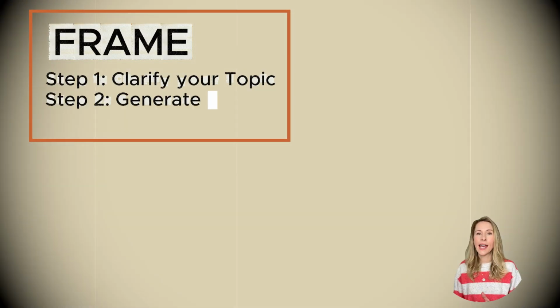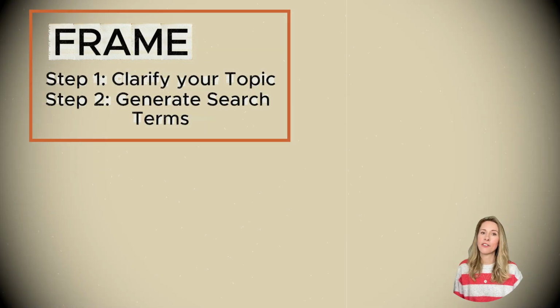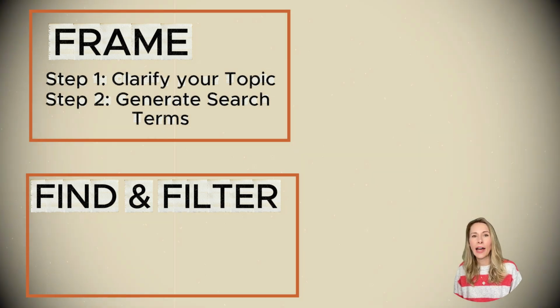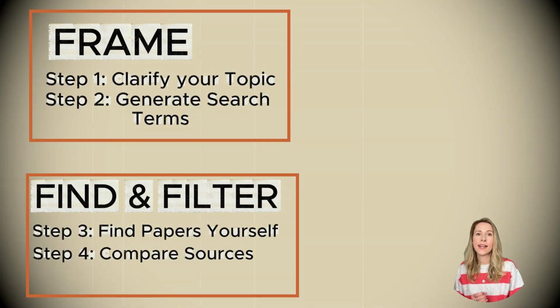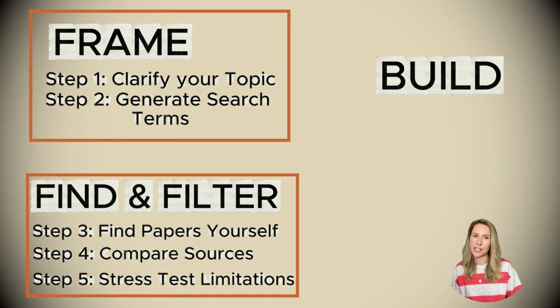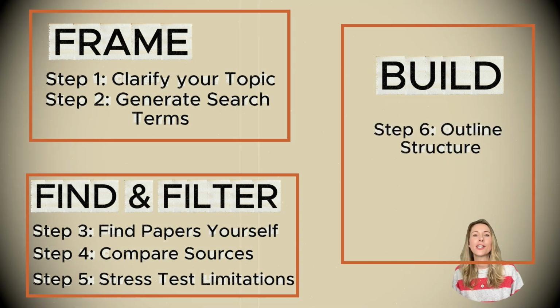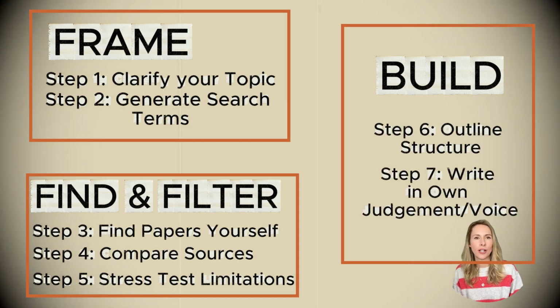Let's revisit the workflow. Phase 1, frame. Use AI to clarify your questions and generate search terms. Phase 2, find and filter. Find papers yourself and never ask AI platforms like Claude, ChatGPT, or Gemini for citations. Then use it to compare sources and stress test the limitations. Phase 3, build. Use AI to outline your structure and then write it in your own voice using your own judgment.